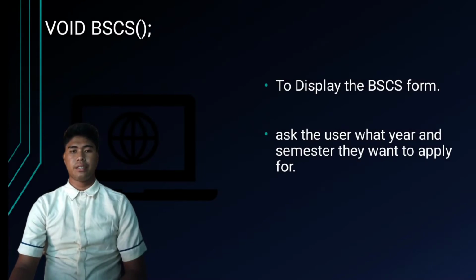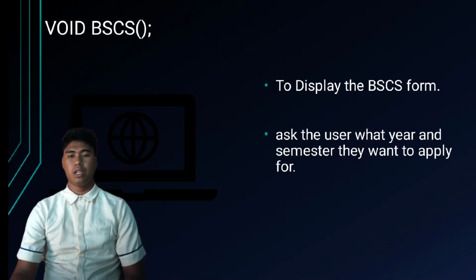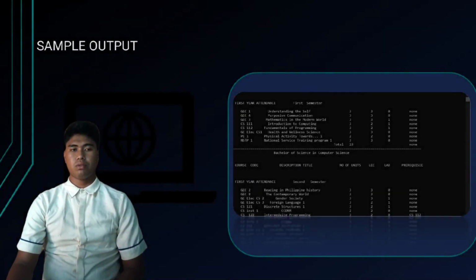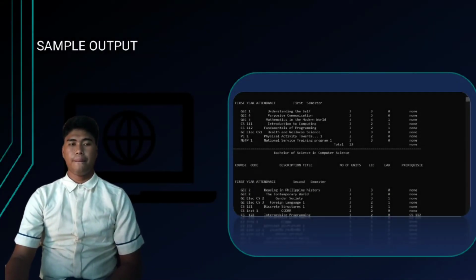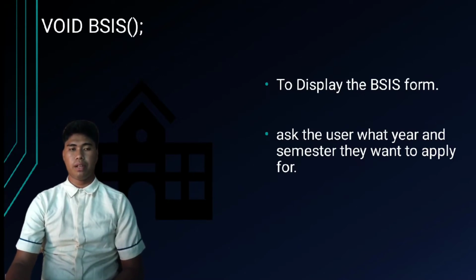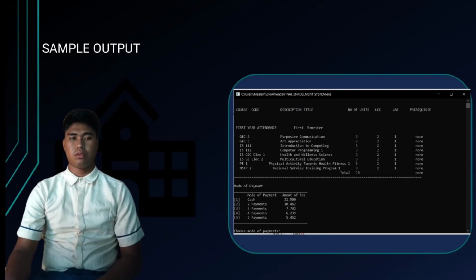Void BSCS, to display the BSCS form. Ask the user what year and semester they want to apply for. Example of code and sample output. Void BSIS, to display the BSIS form and ask the user what year and semester they want to apply for. Example of code and sample output.